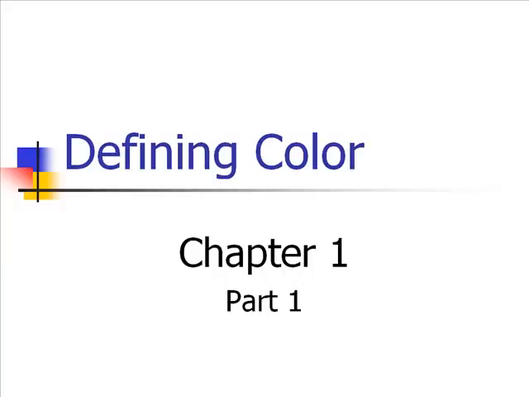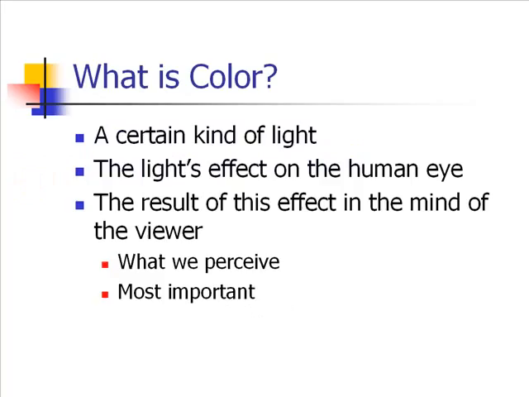How we define color. We can define it more than one way. When we talk about what is color, well, what exactly is it? We can start with that it's a certain kind of light. You'll see a little bit that without light we don't have any color. That's one of the key ingredients for having color. It's also the light's effect on the human eye.